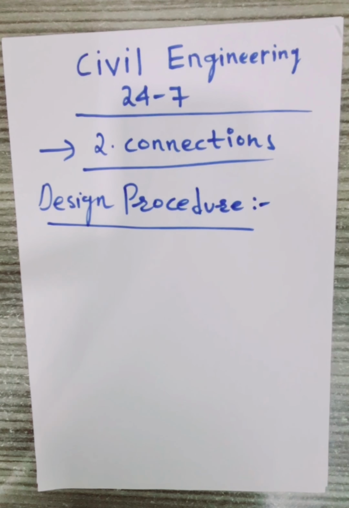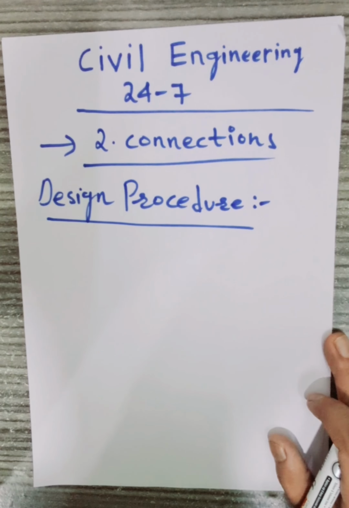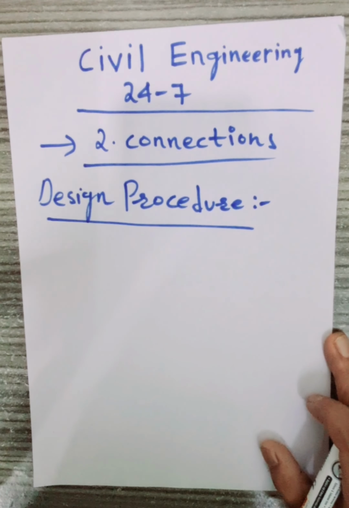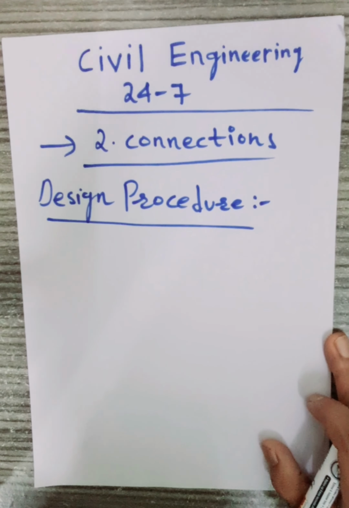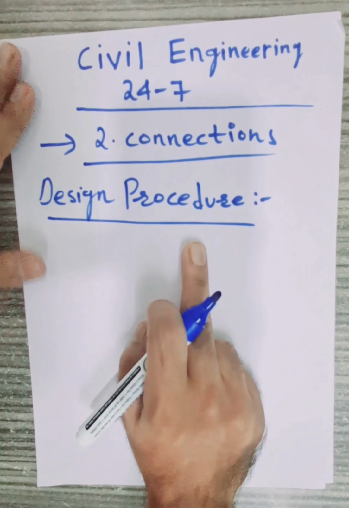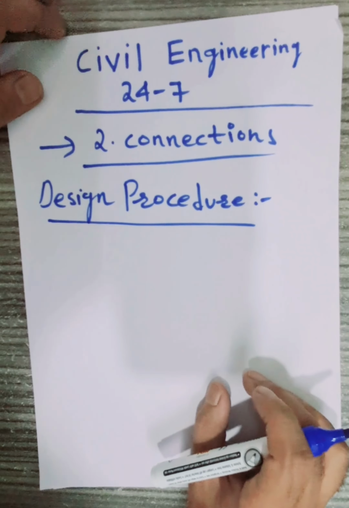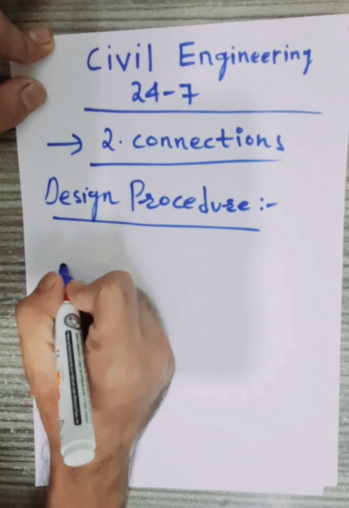This is Adnan Ahmed, and in today's video we will see the second chapter, connections. We have completed our first chapter and now we are going towards the second chapter in our design of steel structures session. I will explain today the design procedure as per IS 800:2007, and we will end this chapter with only two problems. In design procedures, generally we need to write as per steps. So fastly, let's move towards the video.